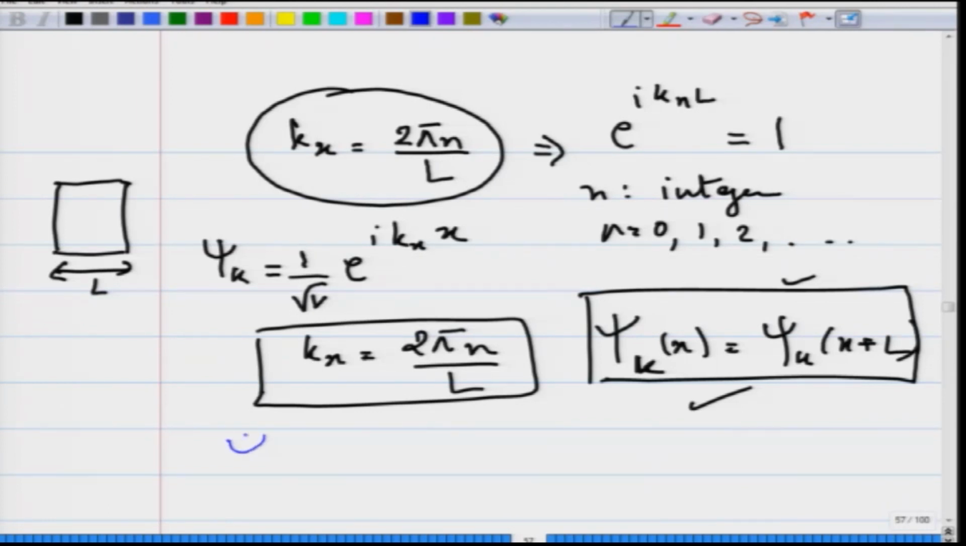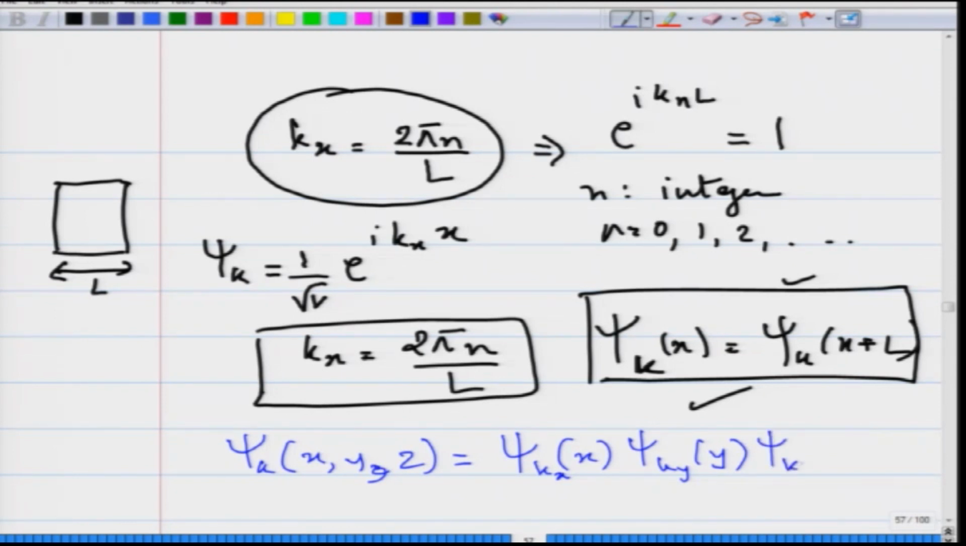The net wave function psi_k(x, y, z) is psi_kx(x) psi_ky(y) psi_kz(z).